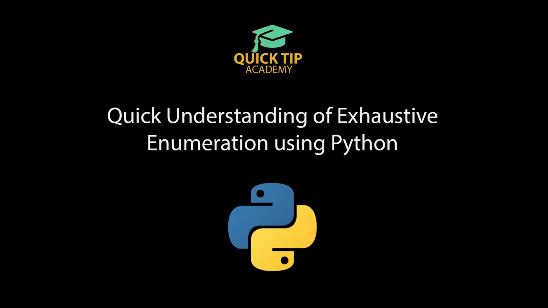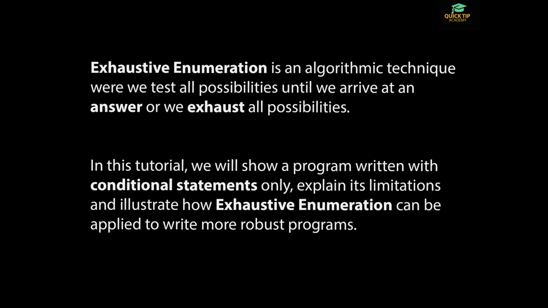Today we will learn a quick tutorial on how to utilize exhaustive enumeration on Python. Exhaustive enumeration is an algorithmic technique where we test all possibilities until we arrive at an answer or we exhaust all possibilities. In this tutorial, we will show a program written with conditional statements only, explain its limitations and illustrate how exhaustive enumeration can be applied to write more robust programs.